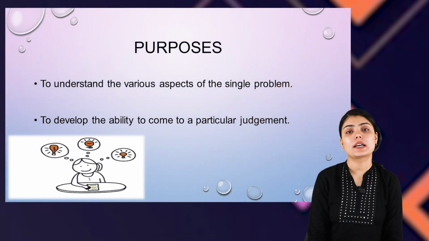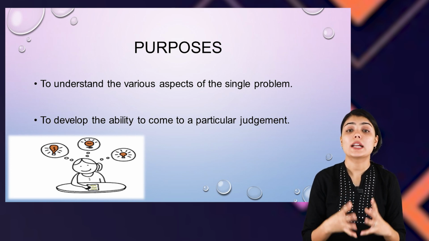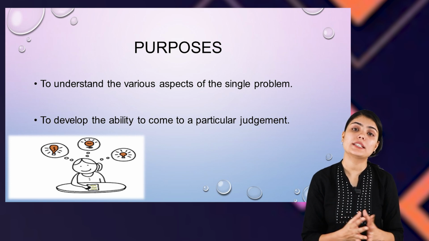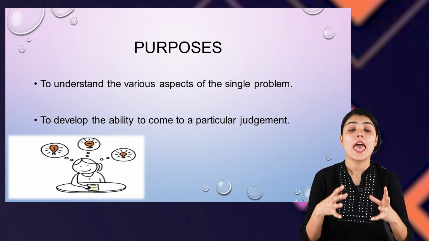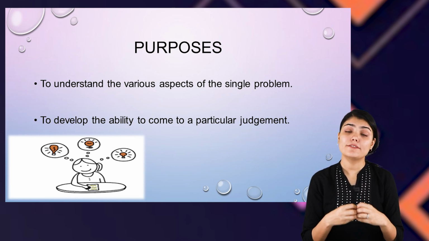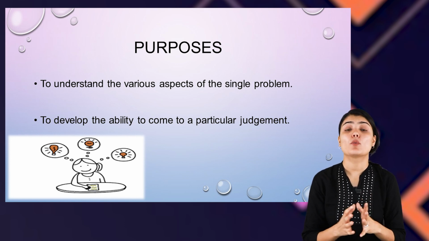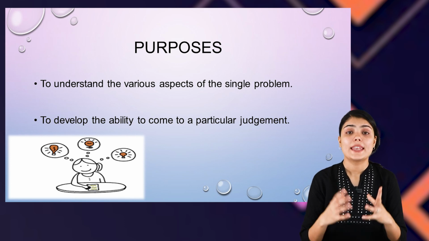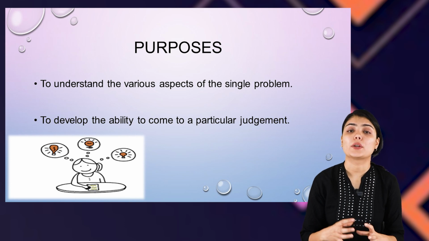Let us now discuss the purposes of symposium. The first purpose is to understand the various aspects of a single problem. From the introduction, I have been saying that in symposium, one single problem is taken and different aspects of that problem are discussed. To identify and understand the various aspects of a single problem is one of the major purposes of conducting a symposium.